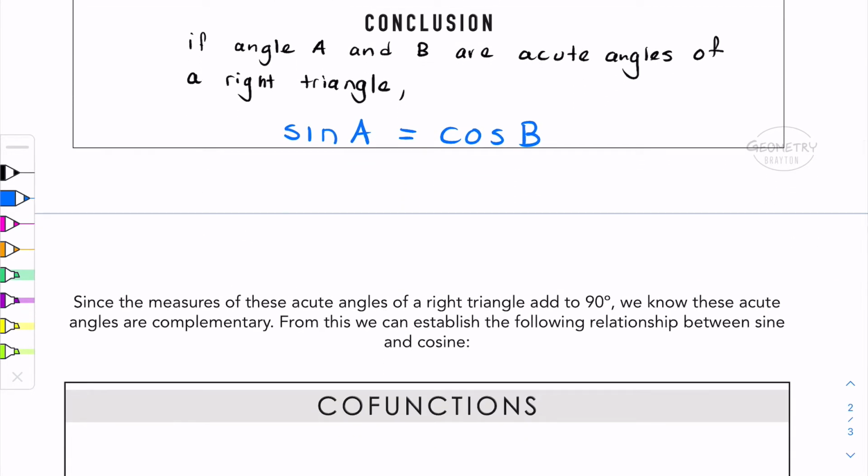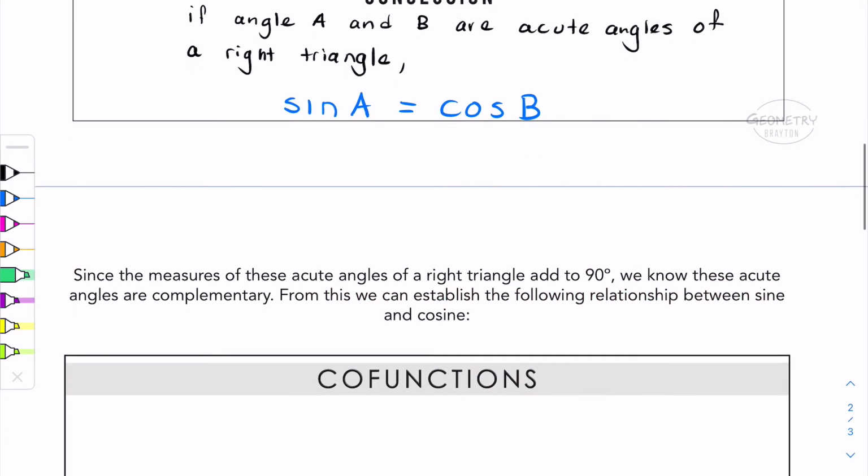So since the measures of these acute angles of a right triangle add to 90 degrees, we know these acute angles are complementary. Recall that complementary angles are two angles that sum to 90 degrees. From this, we can establish the following relationships between sine and cosine.